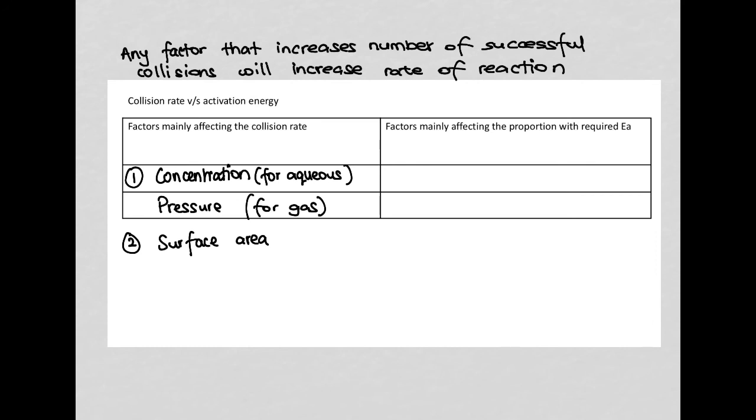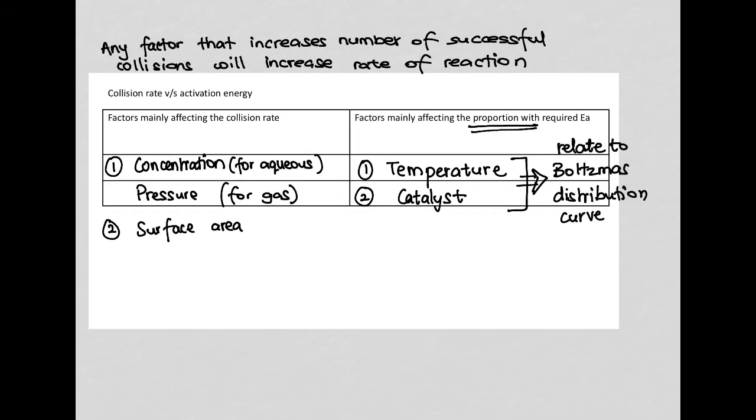Now, factors that will affect the proportion of particles with the required activation energy are temperature and catalyst. Because these two affect the proportion of particles with activation energy, these two factors will be studied in relation to the Boltzmann distribution curve. And these two will relate to frequency of collisions.